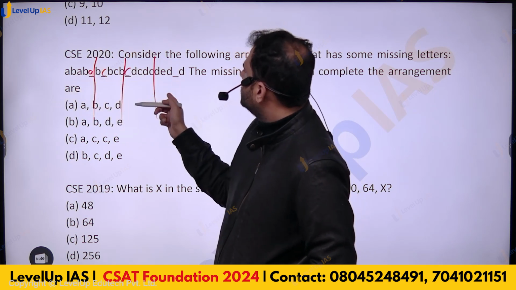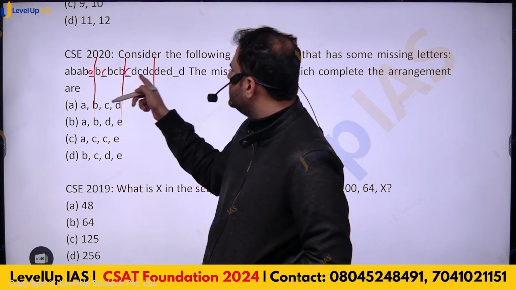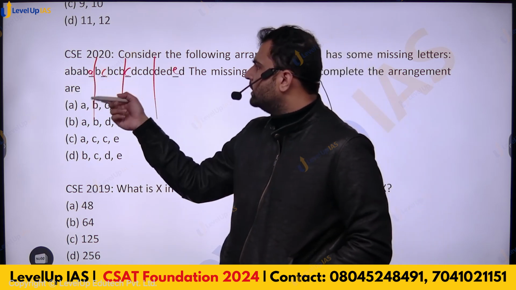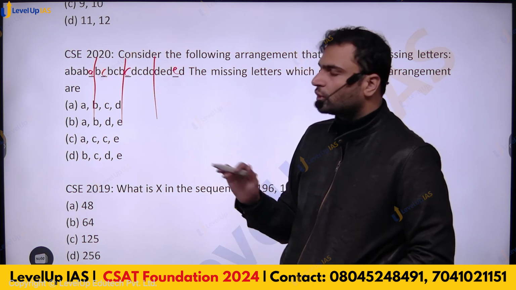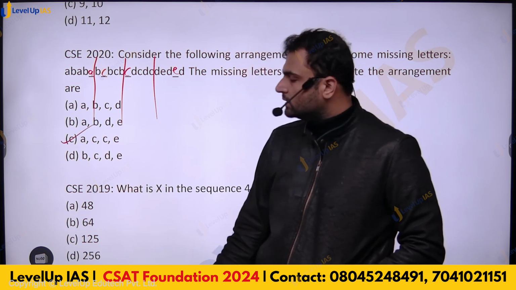Then B. Second letter, nowhere is missing now, only the second last letter. So B, C, D, and E. That is going to be the answer. A, B, A, B, A, then B, C, B, C, B, C, D, C, D, C, D, E, D, E, D. That is going to be the pattern. Answer is A, C, C, E. Answer option number C.